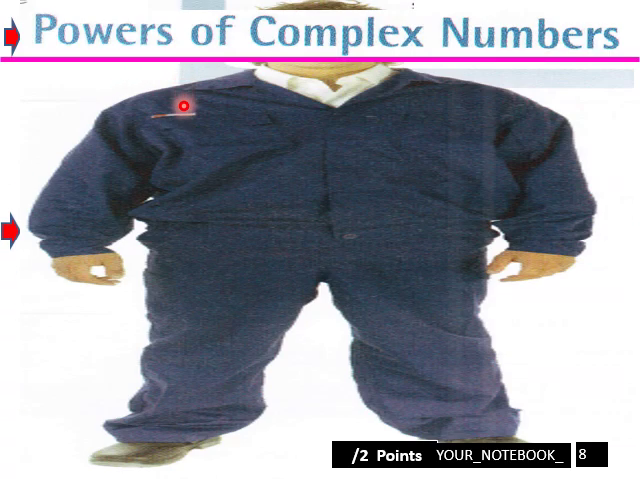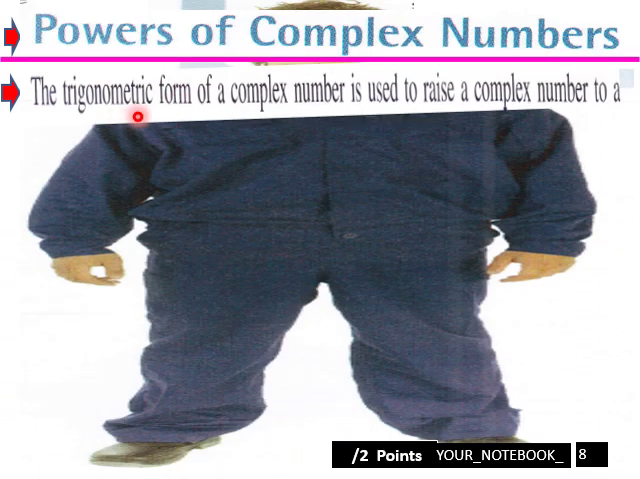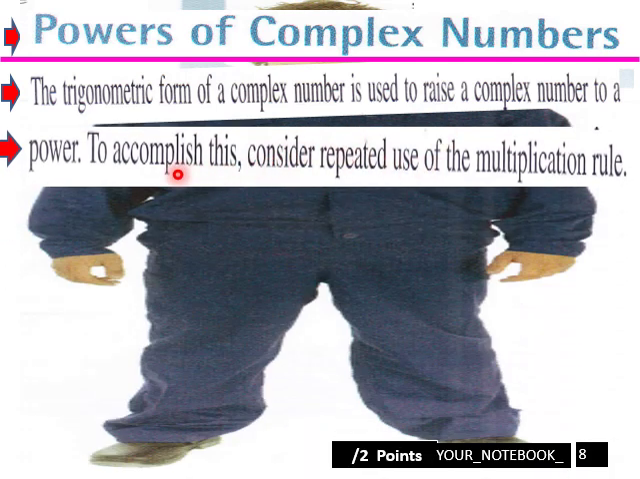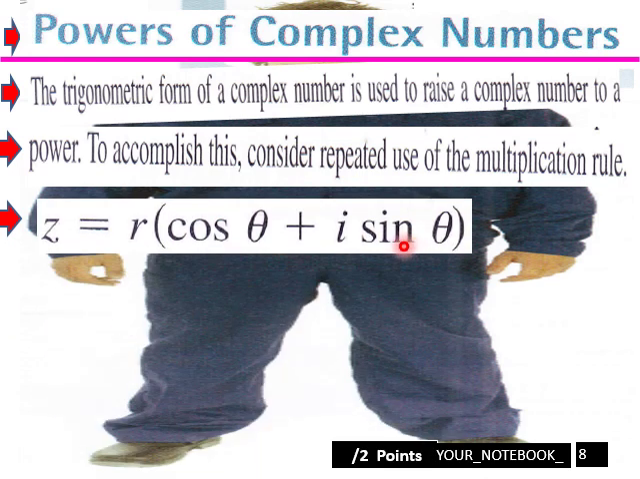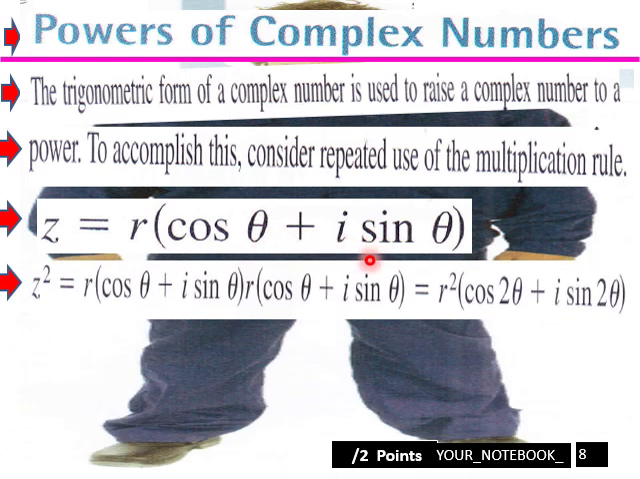Okay, powers of complex numbers. The trigonometric form of a complex number is used to raise a complex number to a power. To accomplish this, consider repeated use of the multiplication rule. So here we have z equals r times the quantity cosine theta plus i sine theta.